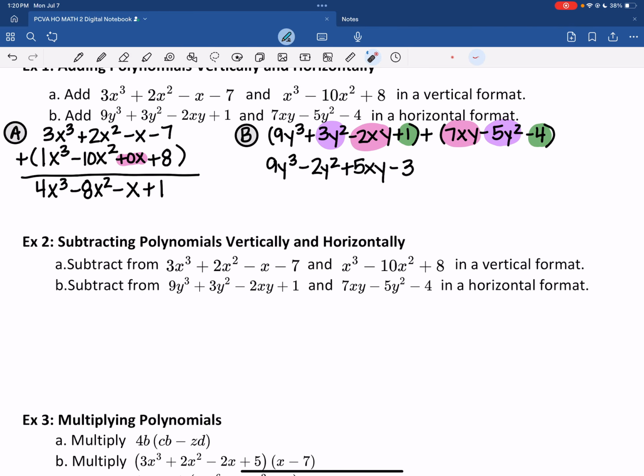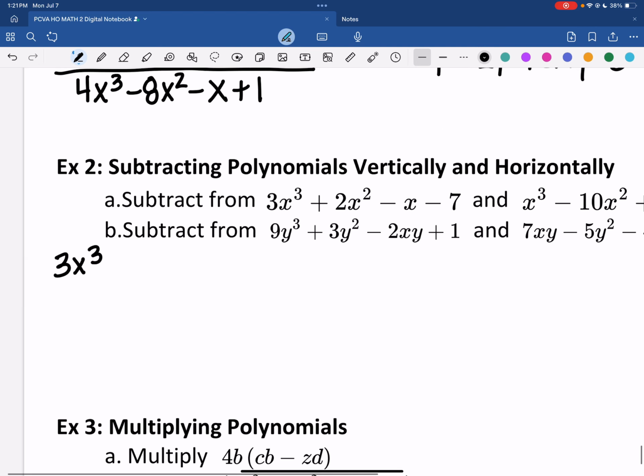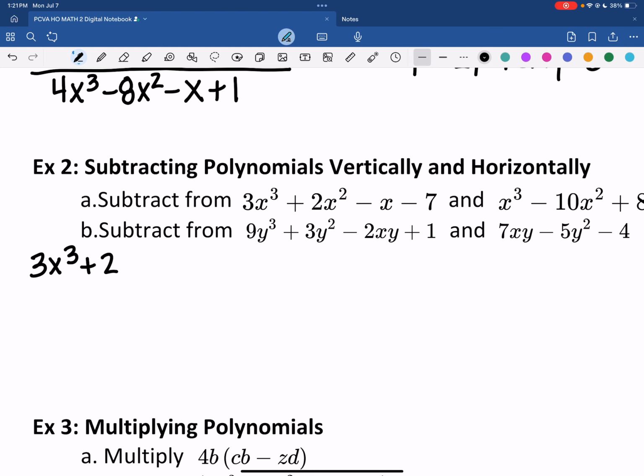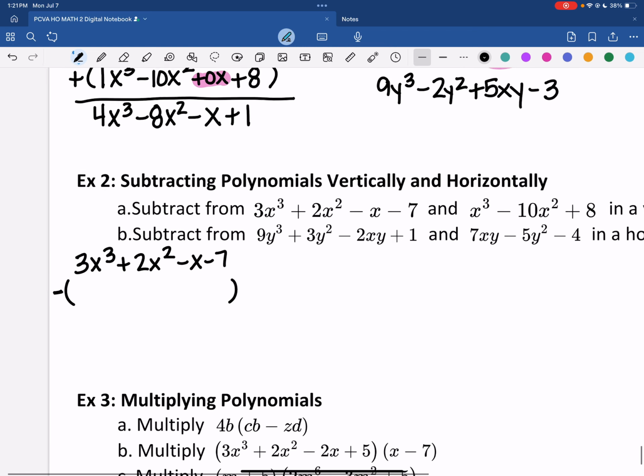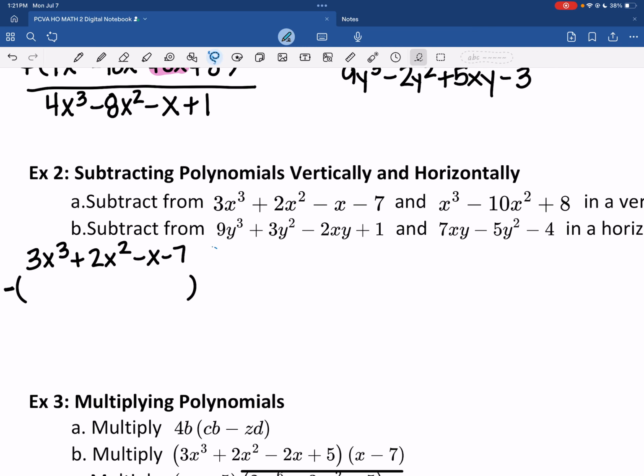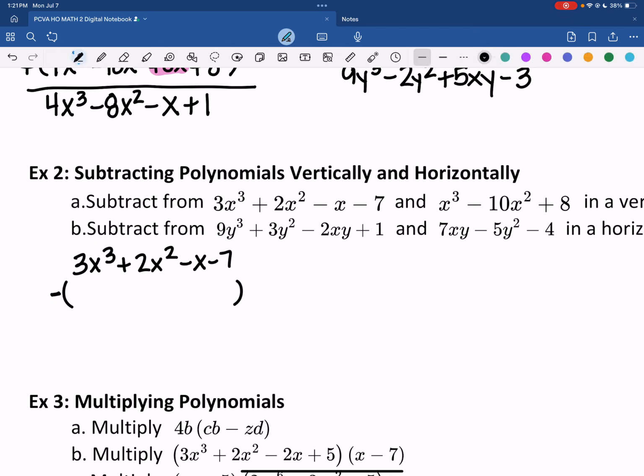Now, subtraction is very similar. The only difference is that you have to remember that you're subtracting, and you have to subtract every term. So for my vertical format, I have 3x to the third plus 2x squared minus x minus 7, and we're going to subtract here. So I'm going to put subtraction. And with that subtraction, let me move some of this over. So this is A.